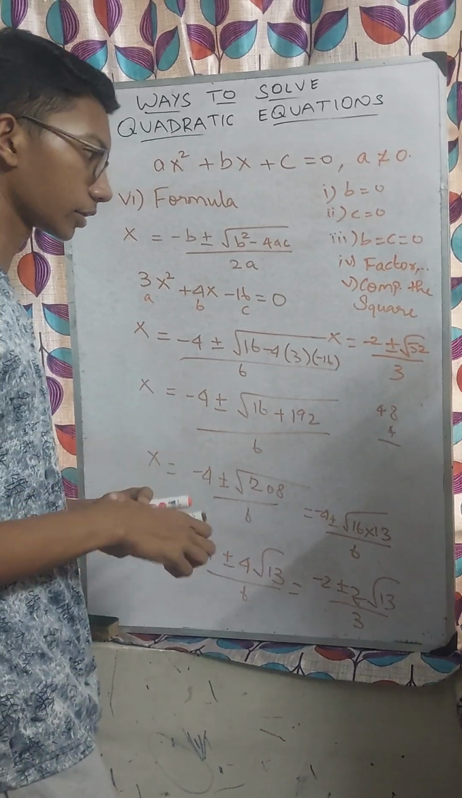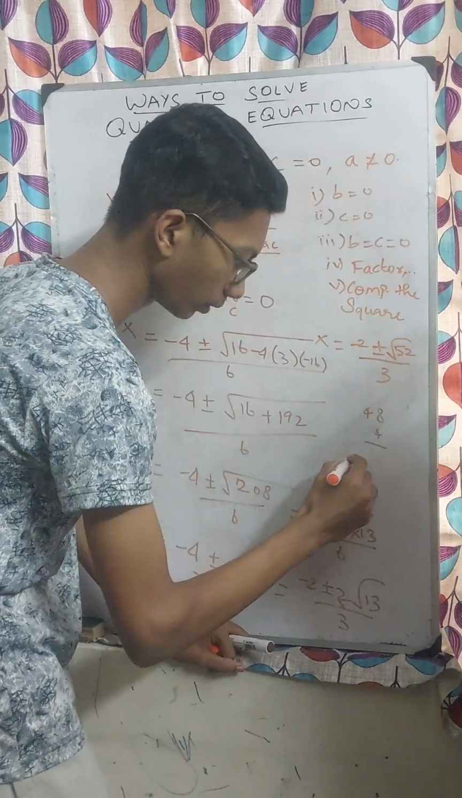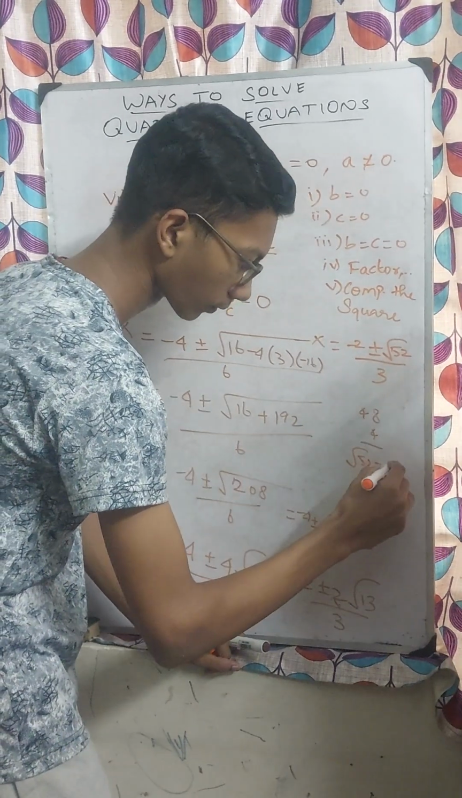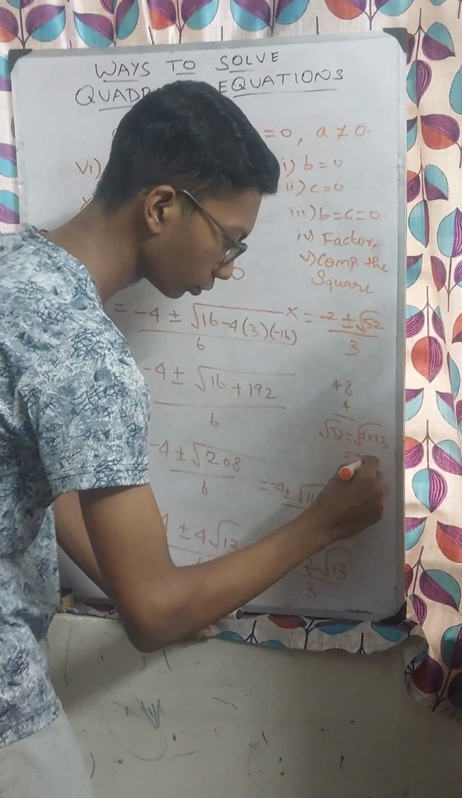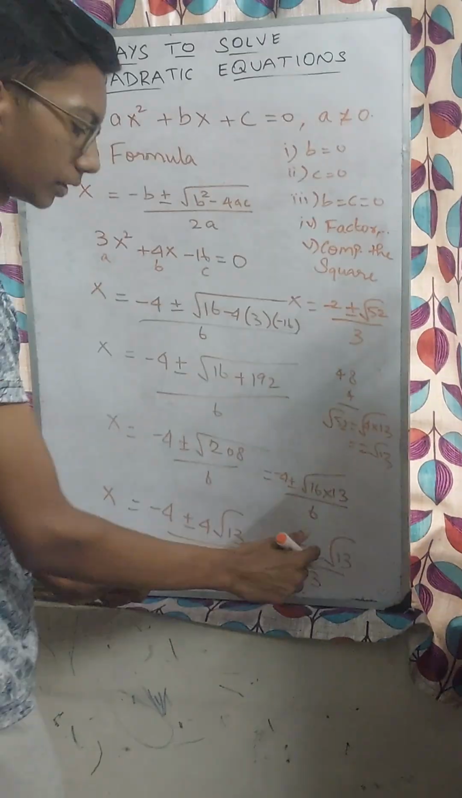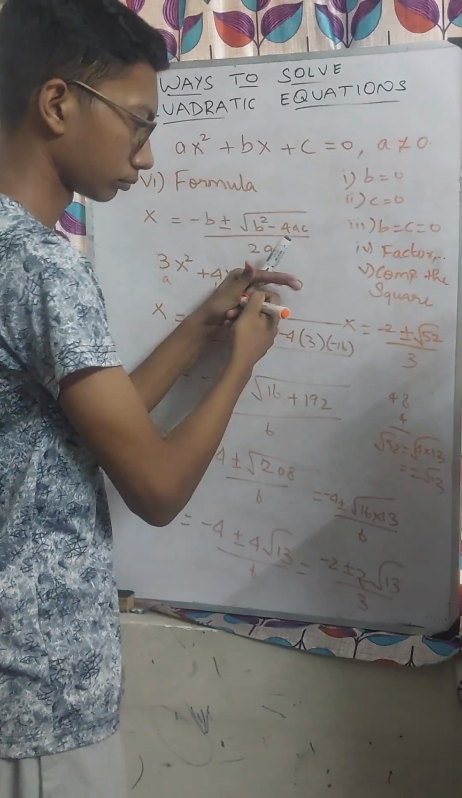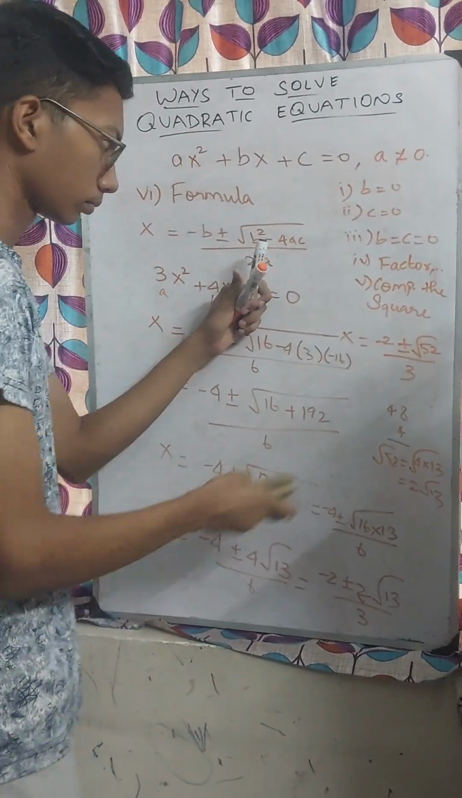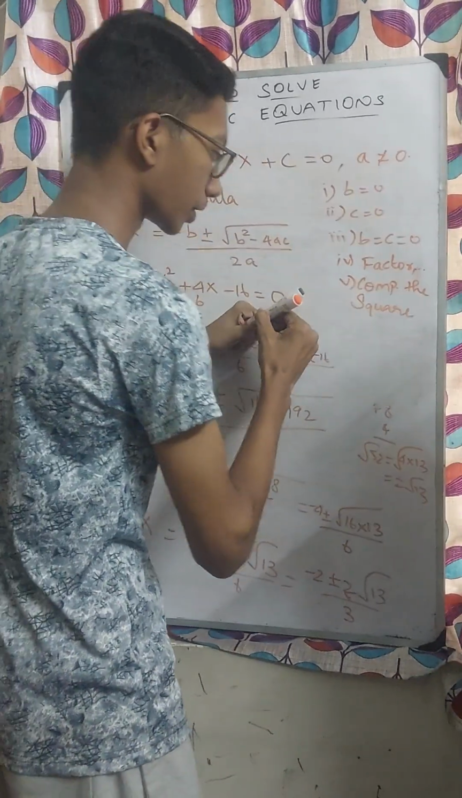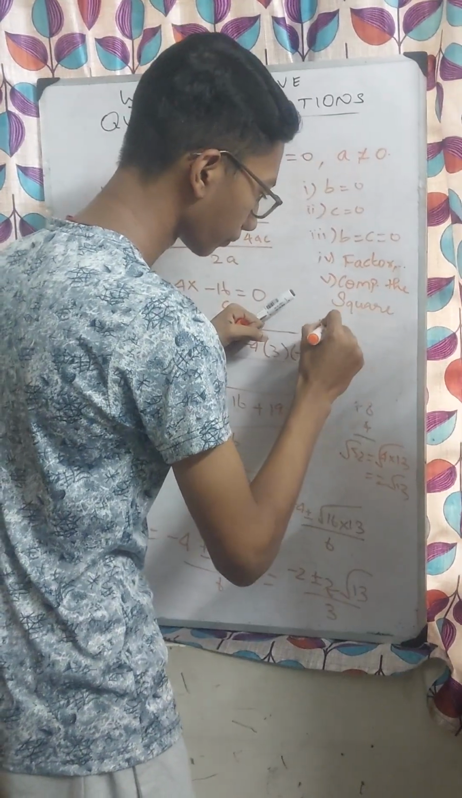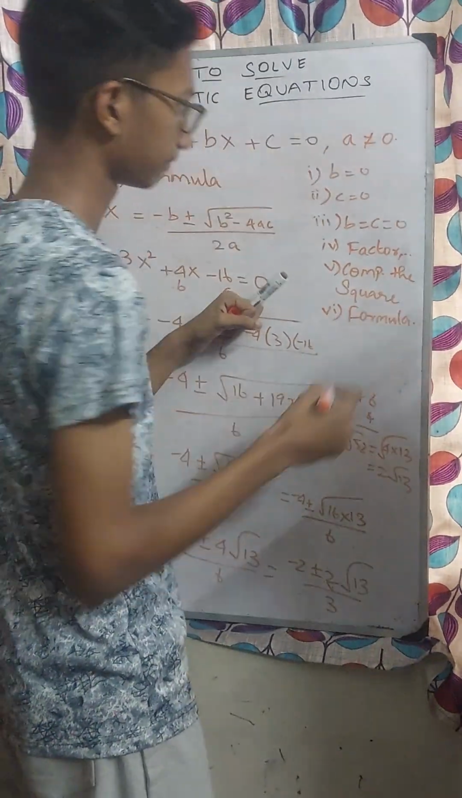But the thing here is we got √52 earlier. We can write this √52 as √(4 times 13). So we get 2√13. So this and this give the same answer. So the sixth method in solving a quadratic equation is the formula method. Thank you.